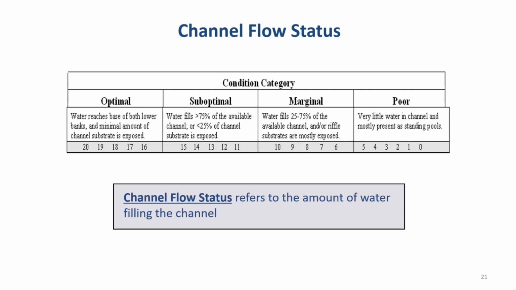So you can see how the answer to this question is going to depend a lot on exactly when you're visiting the stream. If it is a drought year and you're doing your assessment in the middle of the summer, in the middle of the drought, you're going to be giving this stream a lower score than if you had visited it in the spring. And that's normal, that happens. The condition is going to vary throughout the year.